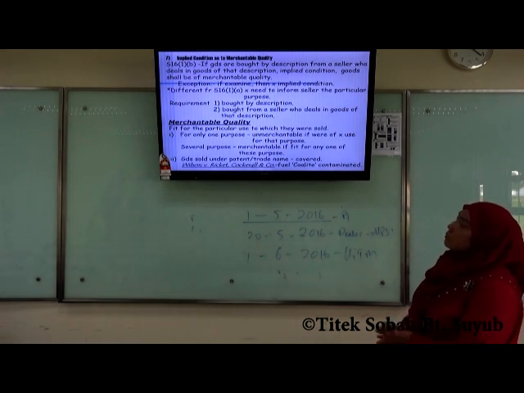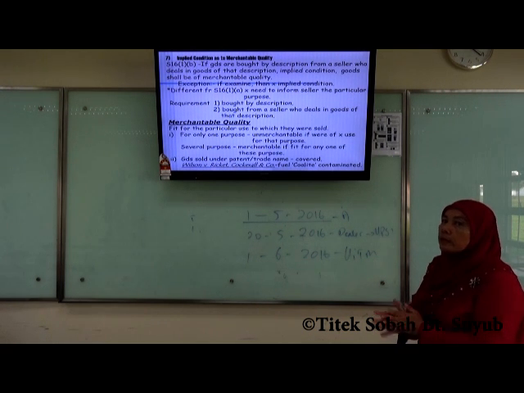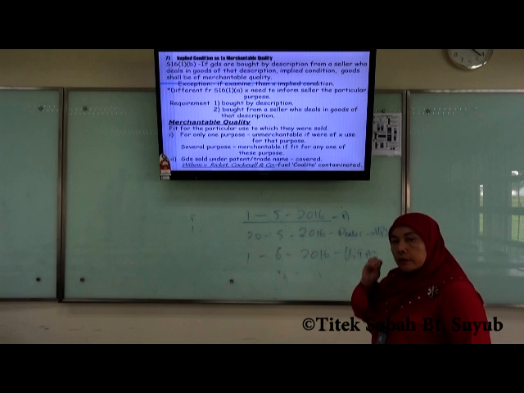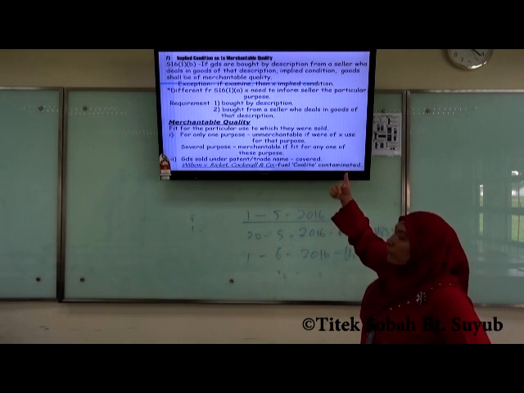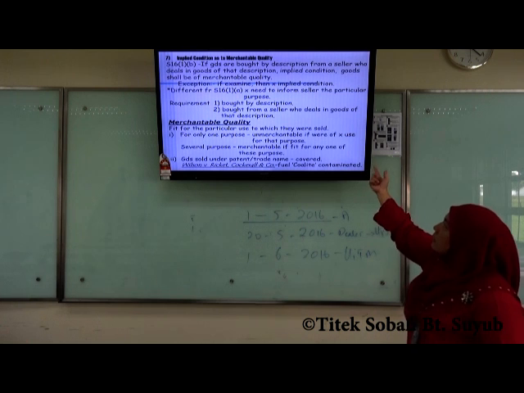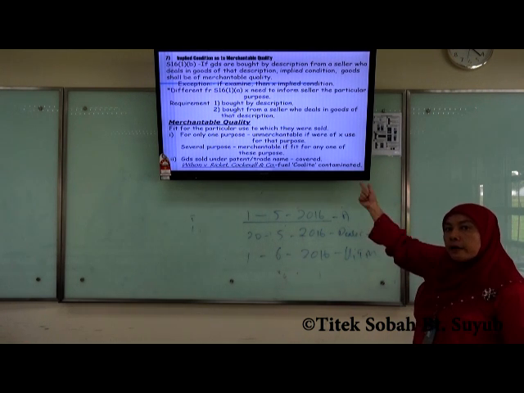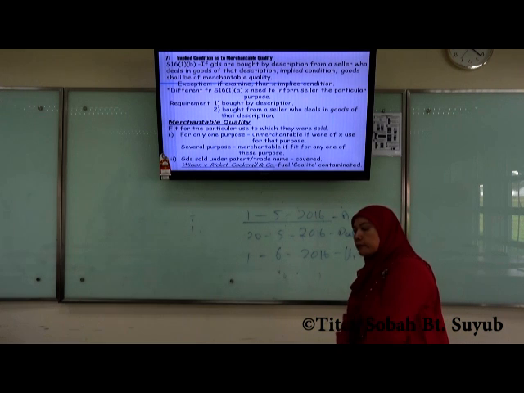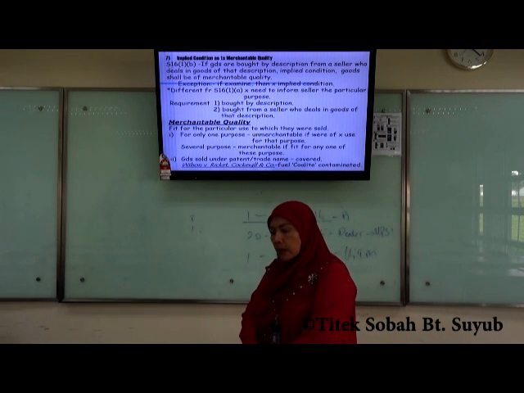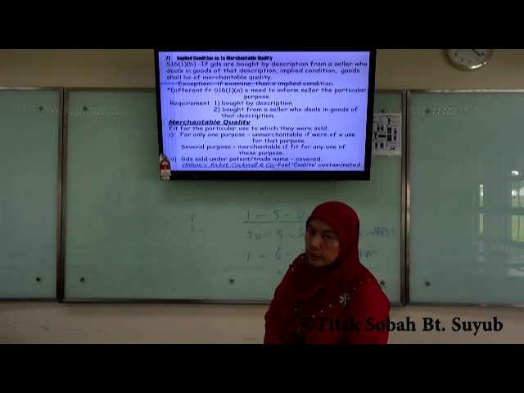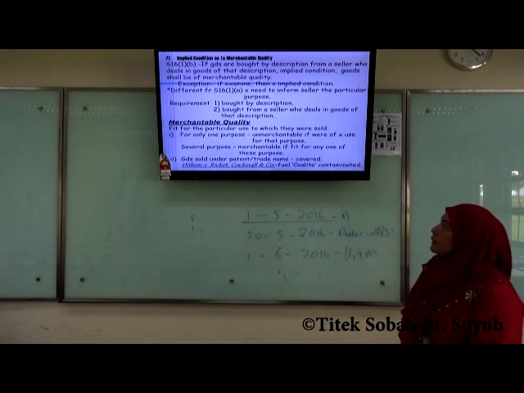So, must you inform the seller what is the purpose of buying the said goods? No need. Under this protection, no need. The requirement is only 2 requirements. First, bought it by description. Secondly, the seller sells goods of that kind of description. What is actually merchantable quality? Kita bincang quality boleh dagang. So what is actually merchantable quality?